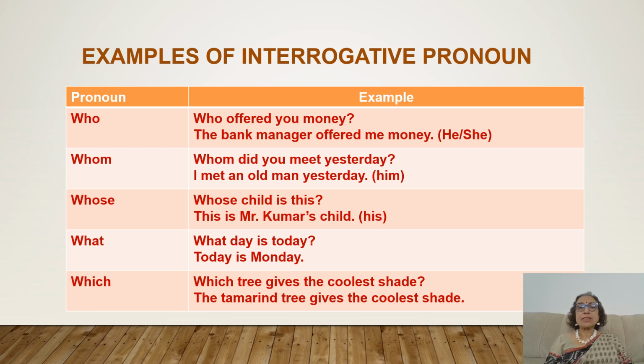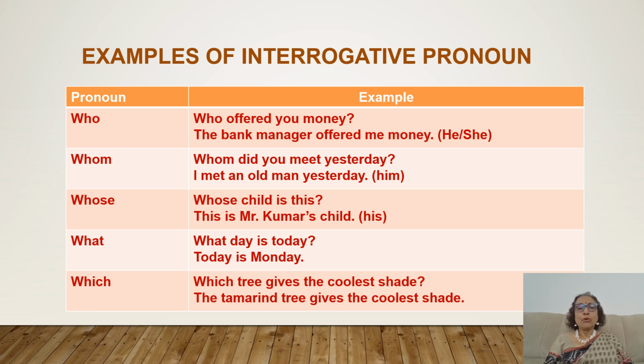So look at the sentences. Who offered you money? The answer is he or she, you can say. The bank manager is the answer. Offered me money. So who? Bank manager, noun. He, pronoun. She, pronoun. So we can say he offered me money, she offered me money, the bank manager offered me money. The question is, who offered you money?